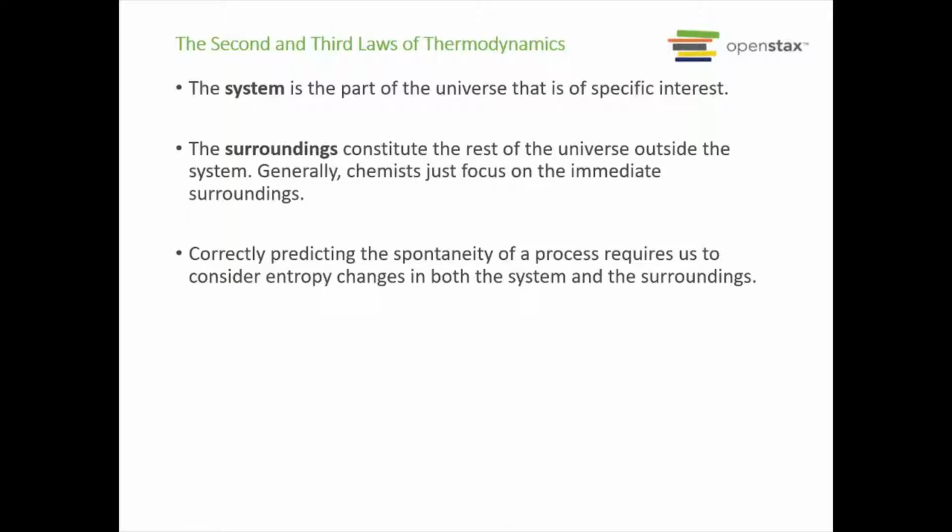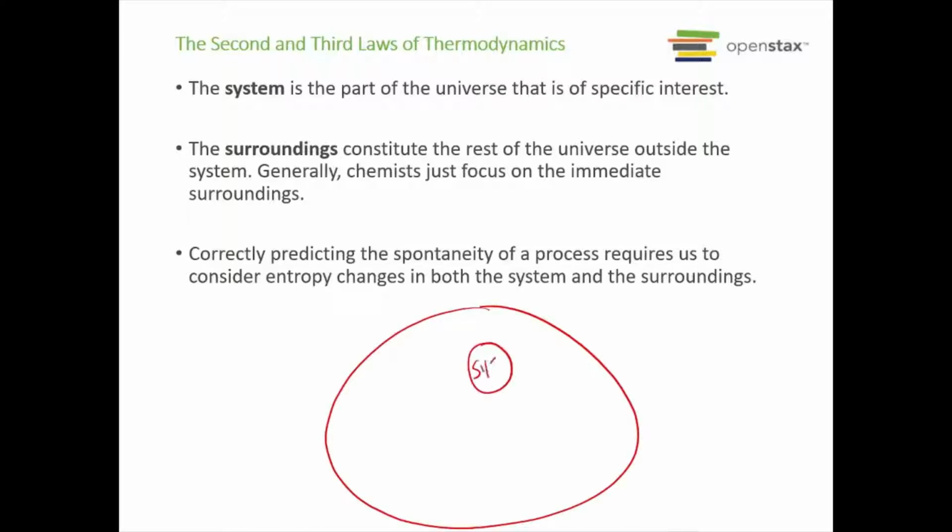So, we first need to understand the terms system and surroundings. The system is the part of the universe that we're looking at. It's what we're interested in. Your surroundings is the rest of the universe outside of the system. So you really get to determine what you are focusing on for your surroundings and system. You could have the universe as your surroundings and the earth as your system. Nonetheless, your system is in your surroundings.